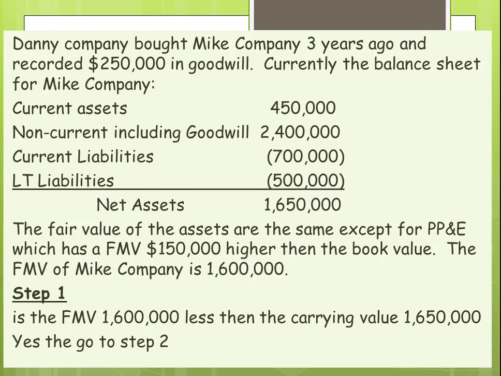So in this case, Danny bought a company from Mike 3 years ago and recorded $250,000 in goodwill. And currently on the balance sheet, this is what we look like. Our net assets equal $1,650,000. And we also have PP&E that has a fair market value $150,000 higher than we're showing on our books. And the fair market value in total of these assets is $1.6 million. So for step one, if we look at the fair market value, it is less than the carrying amount. So now we need to go to step two.